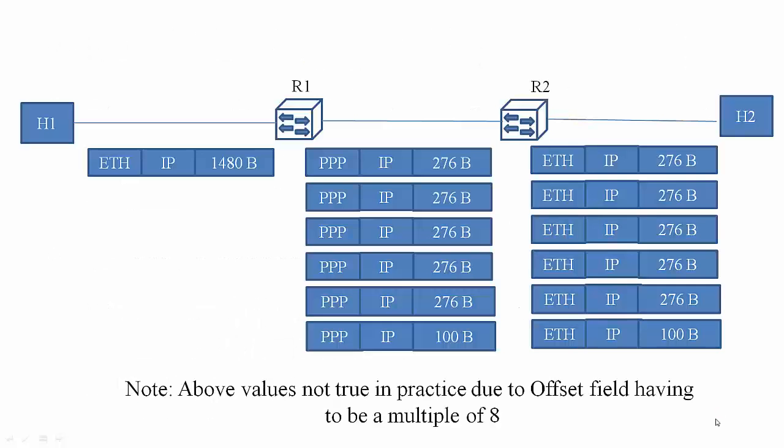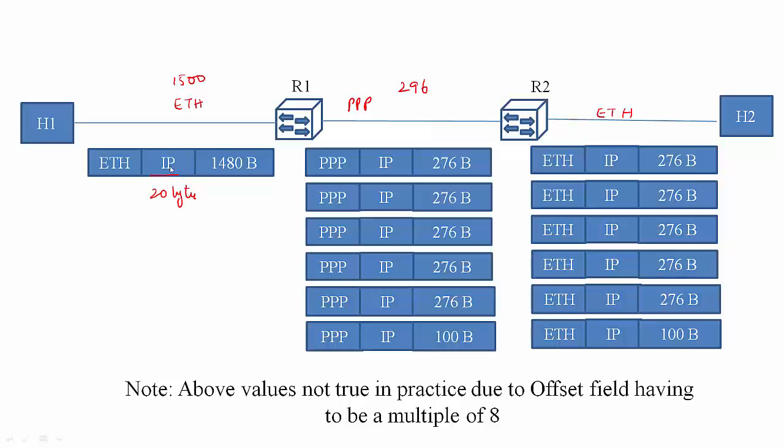So this figure captures this. Between host 1 and host 2, there are 3 different technologies. This is Ethernet, this is PPP, and this is again Ethernet. Now Ethernet payload size is 1500 bytes. This is 296. Remember, the Ethernet payload is 1500, but the IP header itself is 20 bytes. So this 1480 plus 20 add up to 1500.